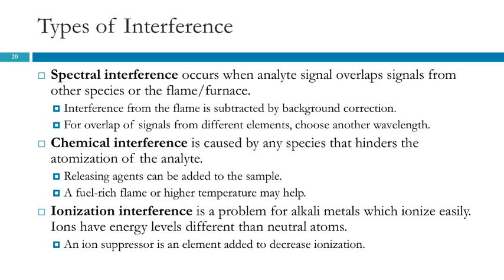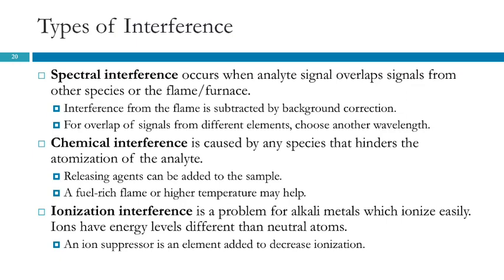Of course, there's different types of interference that can occur. Spectral interference happens when your analyte signal overlaps with other signals. Those signals could come from a species in your matrix. It could come from emission of your flame or your furnace. So interference from the flame, we can get rid of that through background correction.